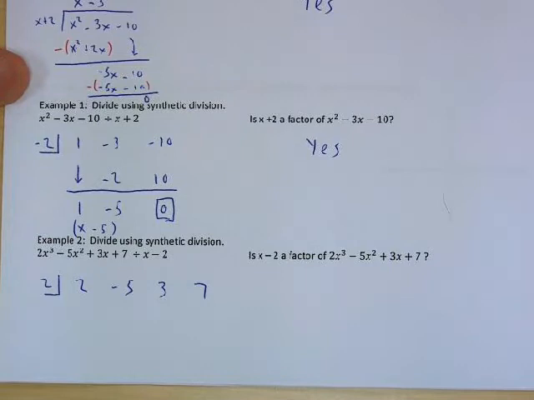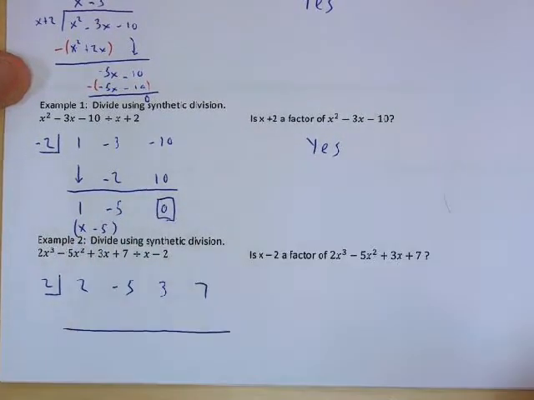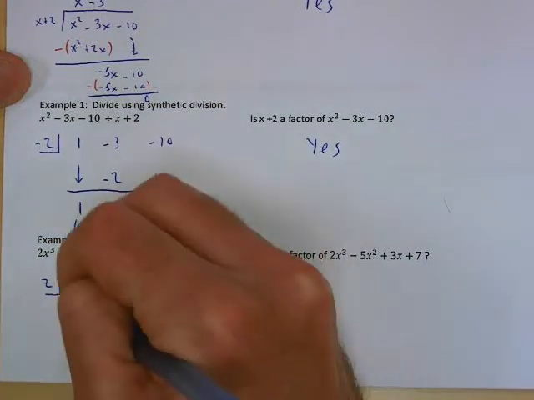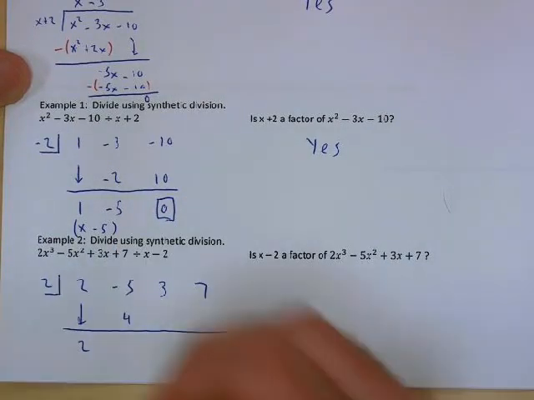So then I put those coefficients up there, draw a line down below, and then I start the process. Bring down your first number. Down here, I get the 2, and then multiply whatever number's down here times whatever's in the box. So 2 times 2, I get 4, and then put that in the next spot. And then next, add these two. So -5 plus 4 is -1.